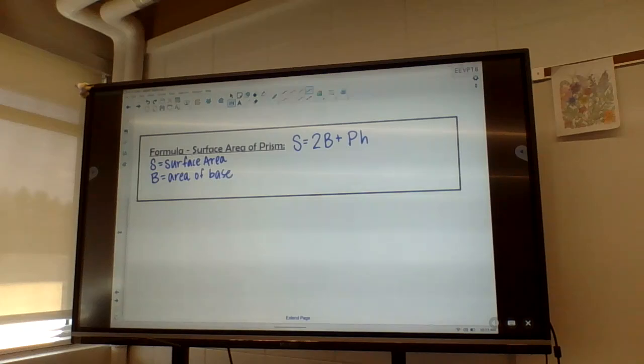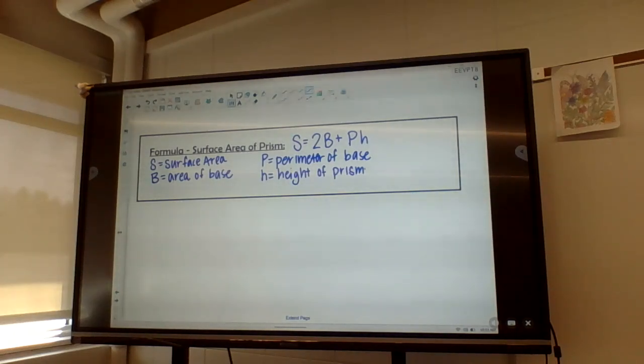Now P is the perimeter of the base. So that's the distance around it. And H is what we know to be the height of the prism. So not quite as straightforward as you'd like, but at the same time that means we don't have to take it apart and draw a net from it, but we'll talk about how to do this.